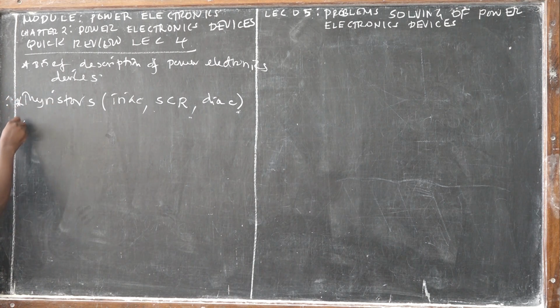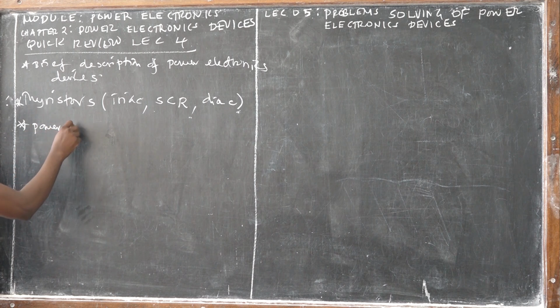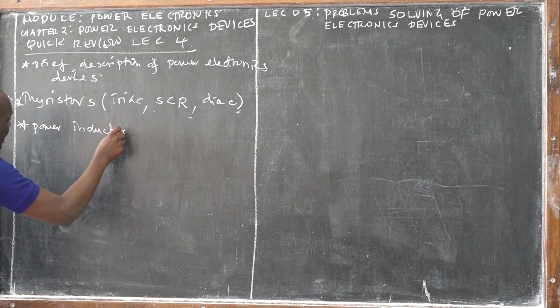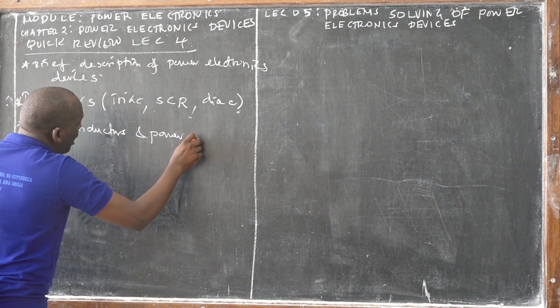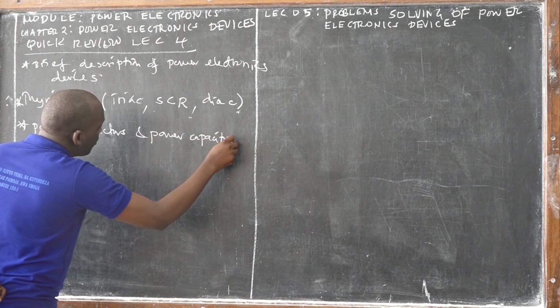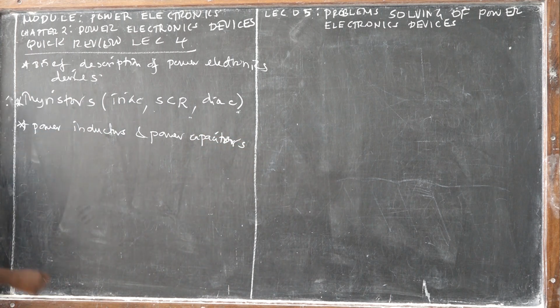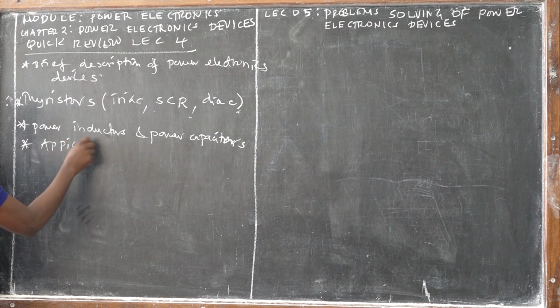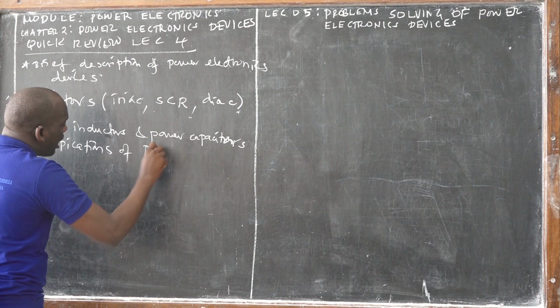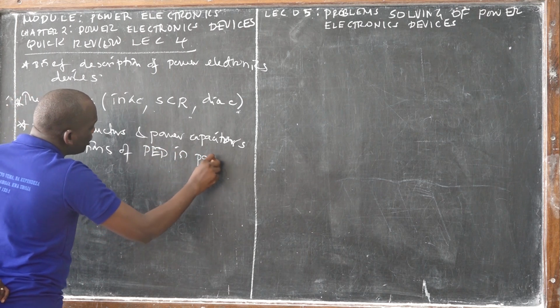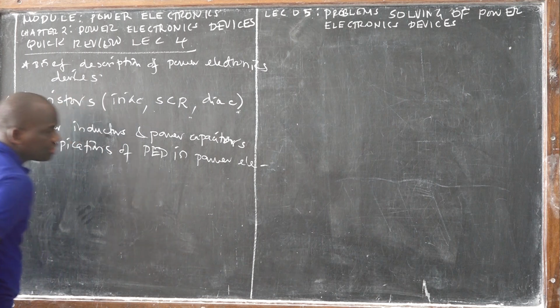Then we discussed power inductors and power capacitors. We use these in power conversion, electric power conversion. But before power inductors and power capacitors, we discussed applications, the particular applications of a power electronics device in power electronics. How do we use it in power electronics?